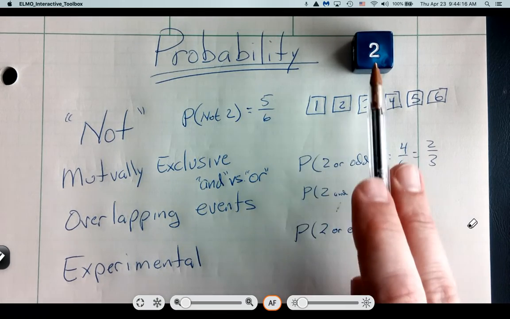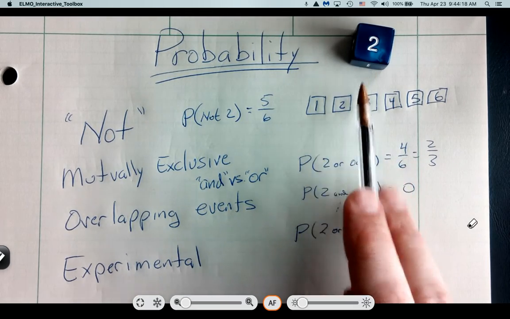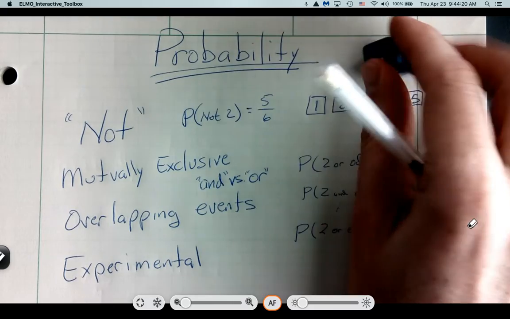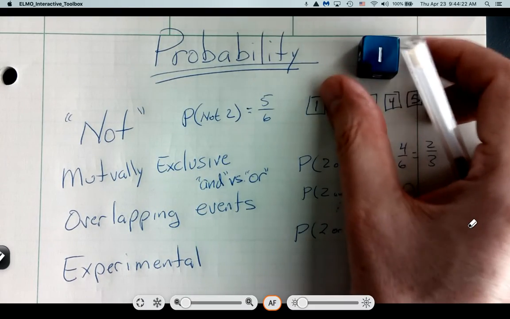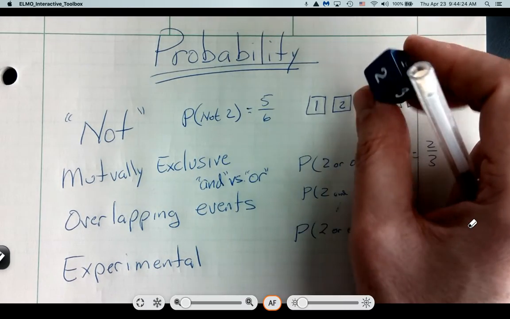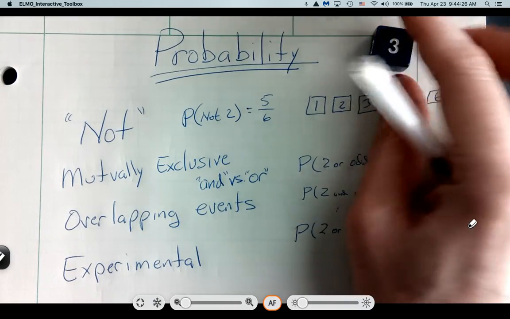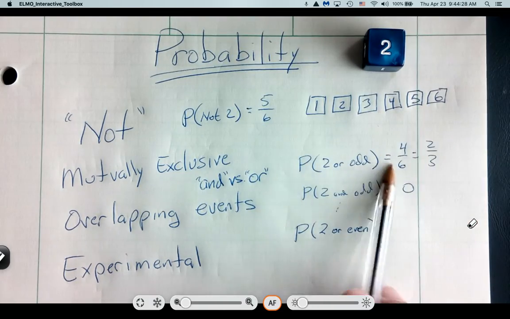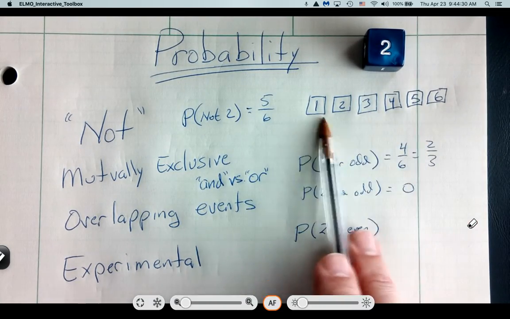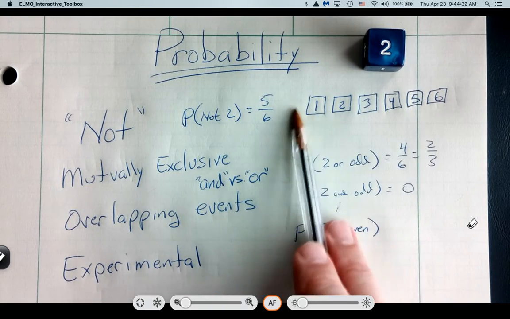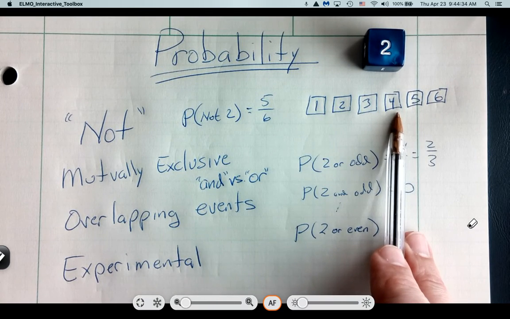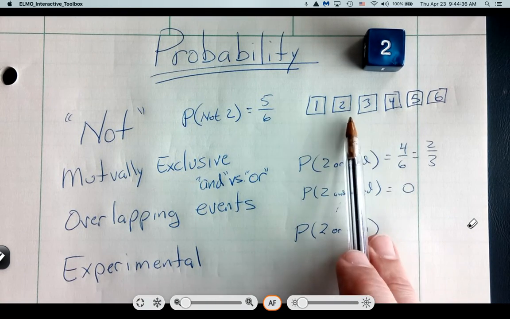So we're going to talk a lot again about a dice as an example. On the dice, we have those 6 possible outcomes. We could roll a 1 or a 2 or a 3 or a 4 or a 5 or a 6, or any of those numbers up to 6, right? So there's 6 possible outcomes. That's our sample space.